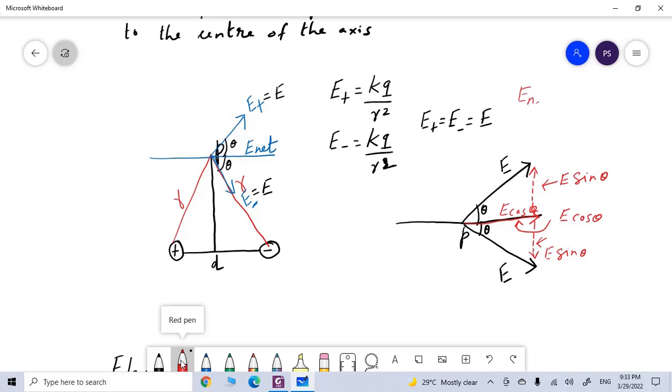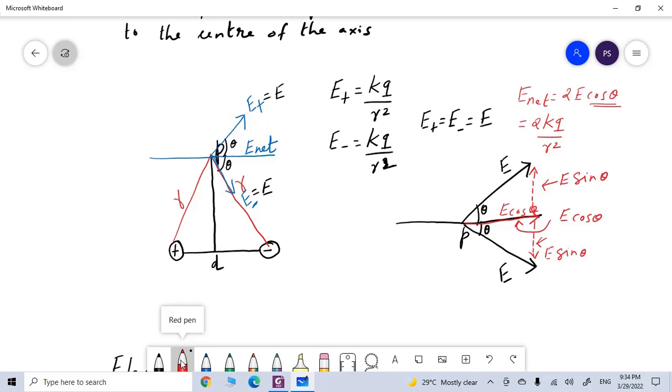E net is going to be 2E cos theta, because we have E cos theta, which is because of this vector, and another E cos theta, which is because of this particular vector. So we have now 2E cos theta. Now you can substitute the respective values. So E is going to be K Q over R square. That is very simple. Now we need to find this cos theta alone.